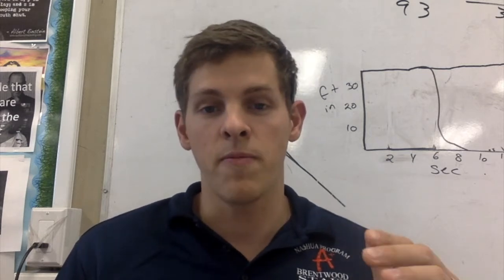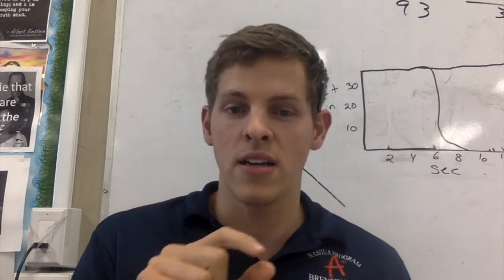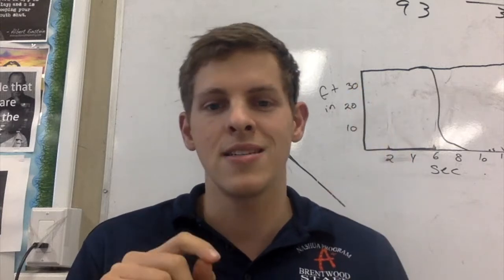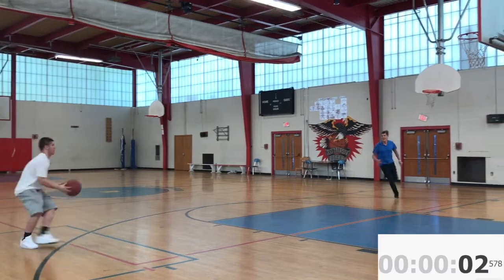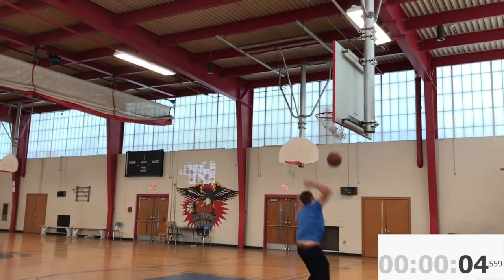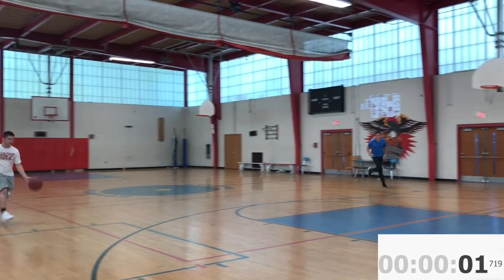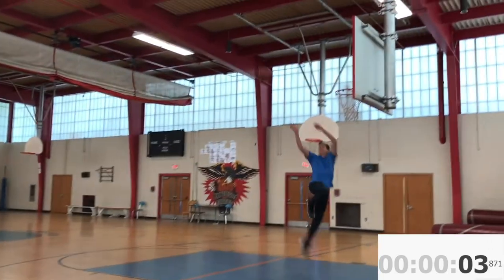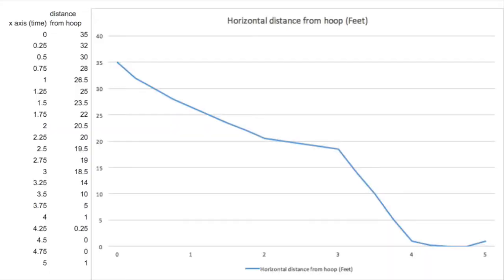So I wanted to make a similar video to the one that we saw in class, and this is a video of one of my students tossing me an alley-oop. In the function, the x value is going to be time, and the y value is going to be the distance from the ball to the hoop. So here is the function.